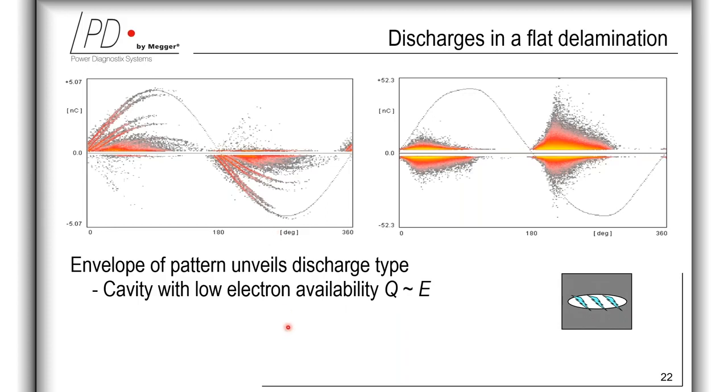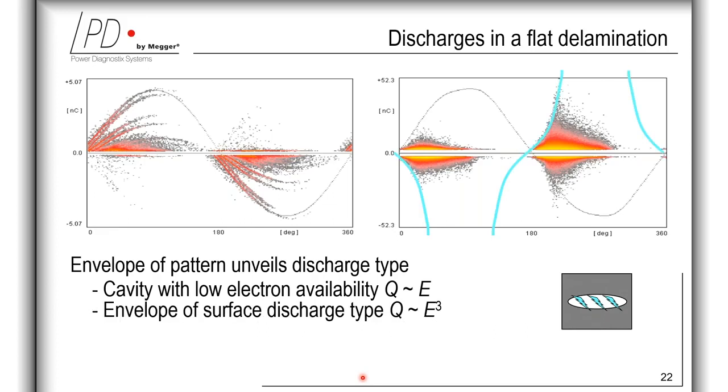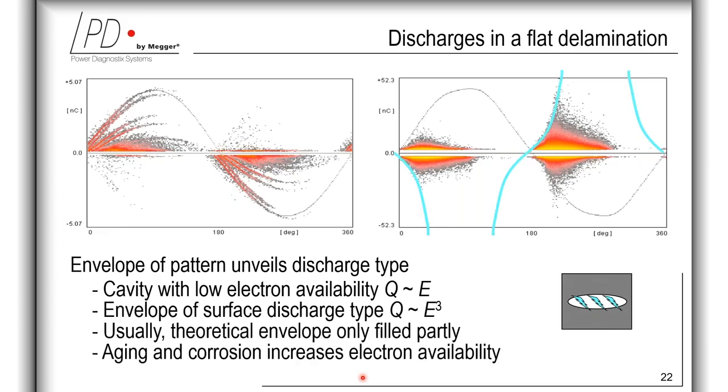And therefore, the envelope of the partial discharge pattern of an ideal flat delamination is then correlated to the power of 3 of the local electric field. And here you can also visually see it for voids with low electron availability. It's directly proportional to the electric field. However, as said, for such a delamination, the discharge has this superimposed curve according to the sine wave to the power of 3, which is more or less like an exponential function.